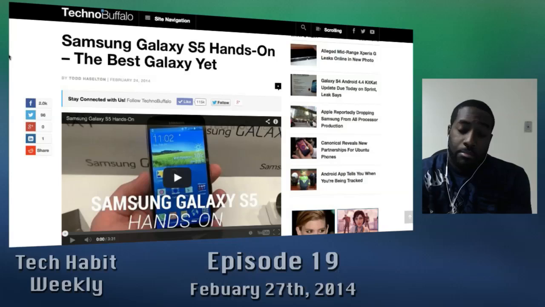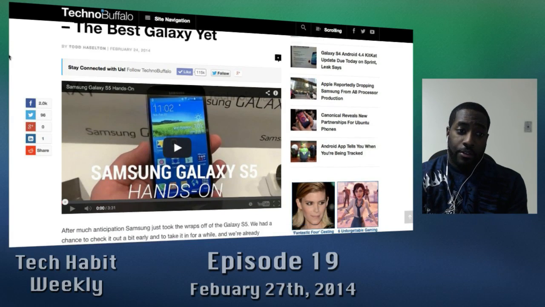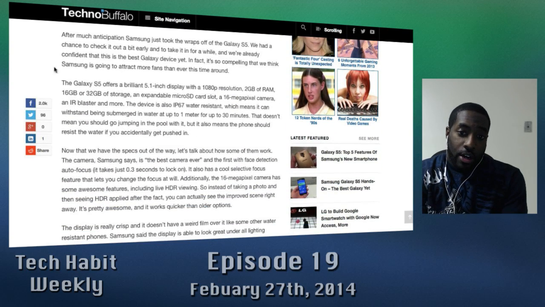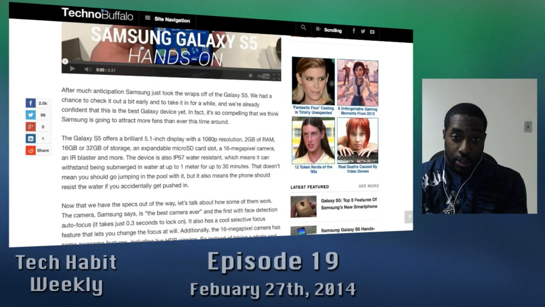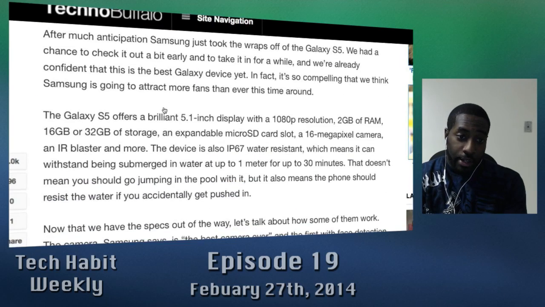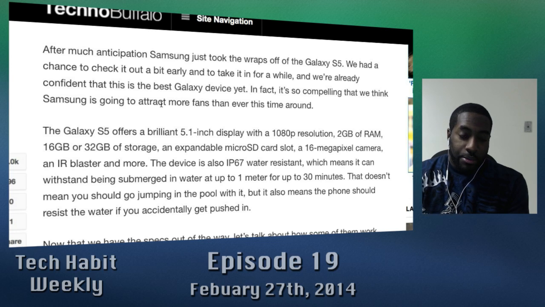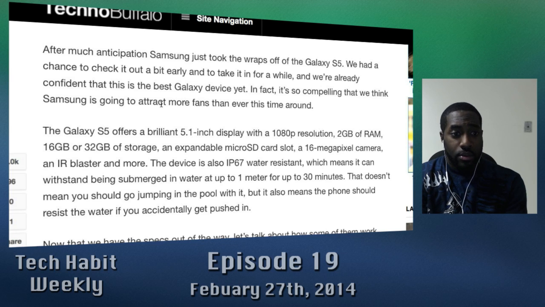Well, basically, Samsung's much anticipated Samsung Galaxy S5 is going to be launching here soon, and basically, some of the things that are going to be under the hood, it says that we have a chance to check it out a bit early and take it out for a while, and we're already confident that this is the best Galaxy device yet. In fact, it's so compelling that we think that Samsung is going to attract more fans than ever this time around. Now, with this Samsung Galaxy S5, it actually offers a brilliant 5.1 inch display screen with a 1080p resolution, 2 gigs of RAM, 16 gig or 32 gigs of storage expandability with a micro SD card. It sports a 16 megapixel rear-facing camera, an IR blaster, and more.